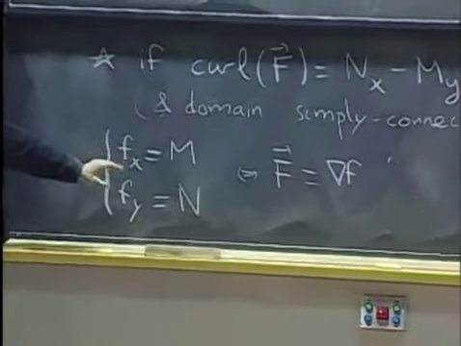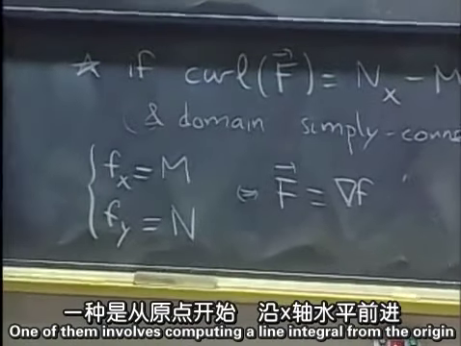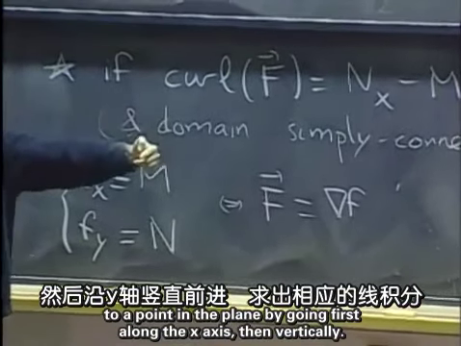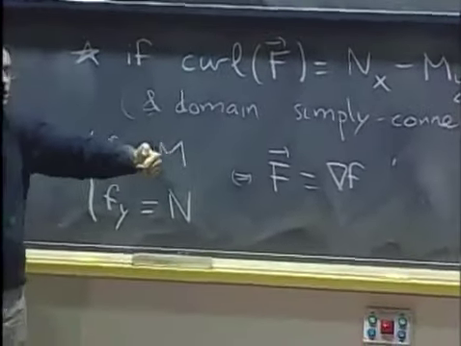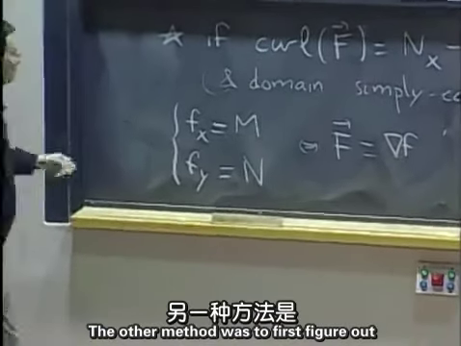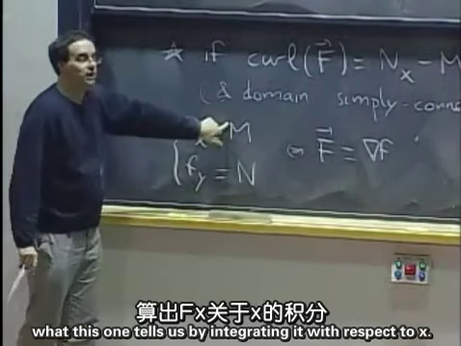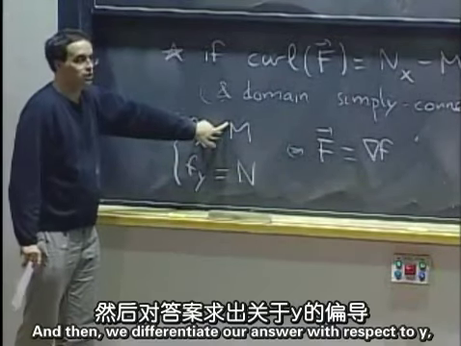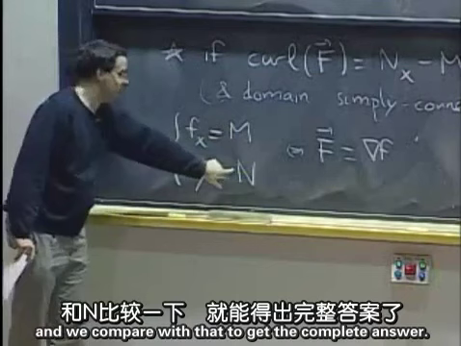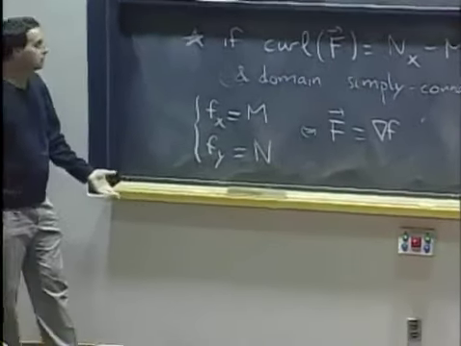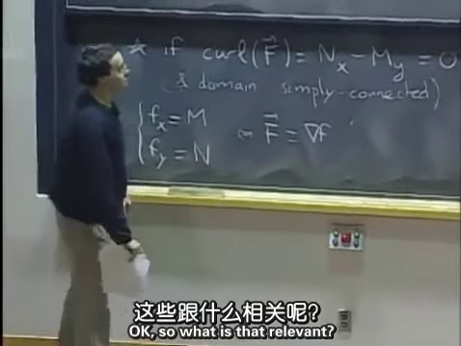Well, we've seen two methods. One of them involves computing a line integral from the origin to a point in the plane by going first along the x-axis, then vertically. The other method was to first figure out what this one tells us by integrating it with respect to x, and then we differentiate our answer with respect to y, and we compare with that to get the complete answer. Okay, so why is that relevant?